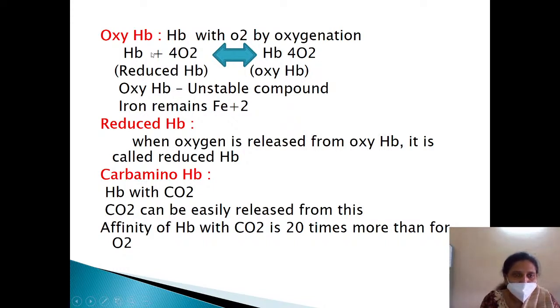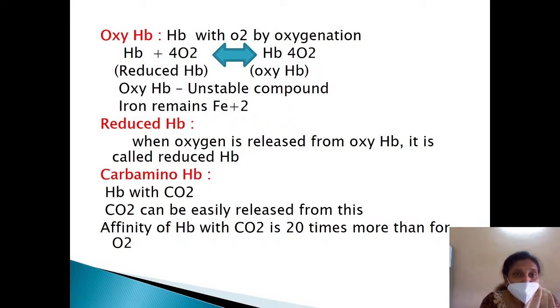As you know, hemoglobin has 4 polypeptides, so it has four heme pockets, 4 heme units. So one molecule of hemoglobin can combine with 4 oxygen molecules to form oxyhemoglobin. But this oxyhemoglobin is unstable. Immediately it is converted back to reduced hemoglobin, but in both the states iron remains in Fe+2 form. That's it about oxyhemoglobin.